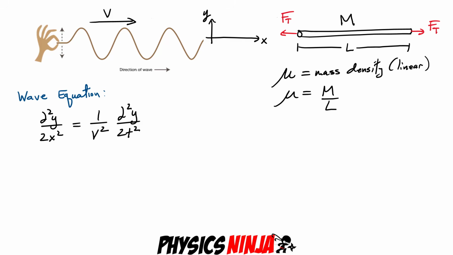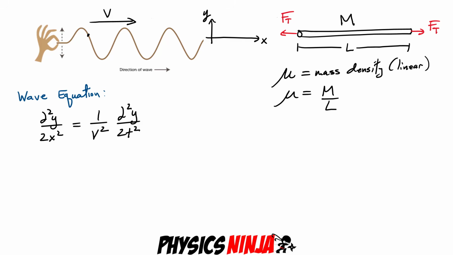Now, if you apply Newton's second law to any little segment of rope here, what you would find is something called a wave equation. I'm not going to derive that in this video. That's not the purpose of it. We simply want to look at solutions to this wave equation. But this is what the wave equation looks like.